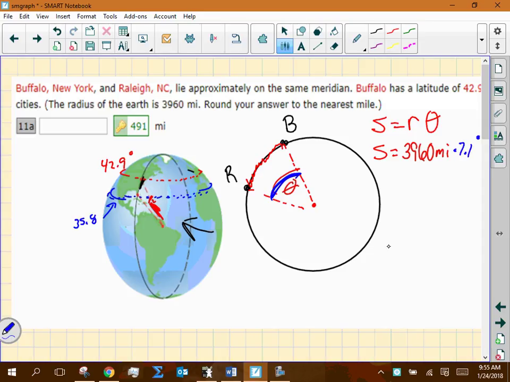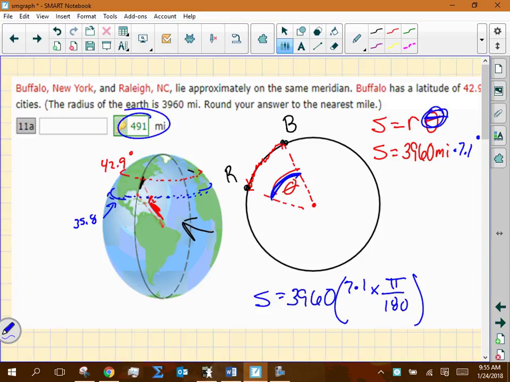If I subtract those, you get 7.1 degrees, right? Now, if you type that into your calculator, you're wrong, because this is in degrees, and theta has to be in radians. So I would take 3960, open a parenthesis, type 7.1, and then multiply that by pi over 180, and that will convert that 7.1 into radians. If I do that, you're going to get about 491. Which I think is a distance that makes sense, doesn't it?